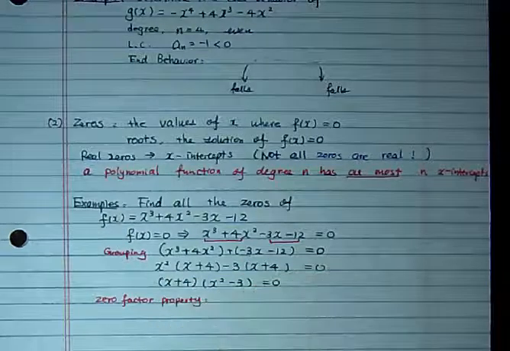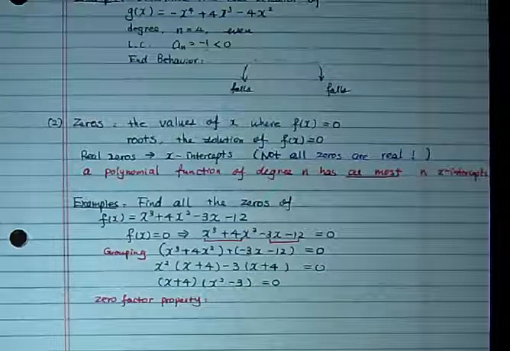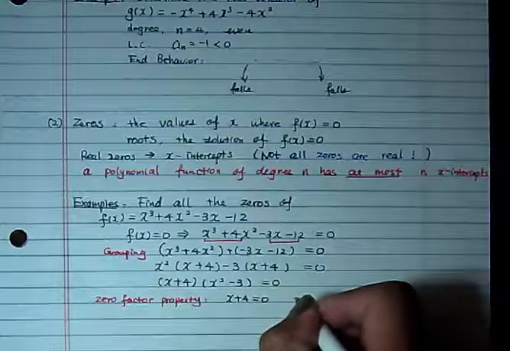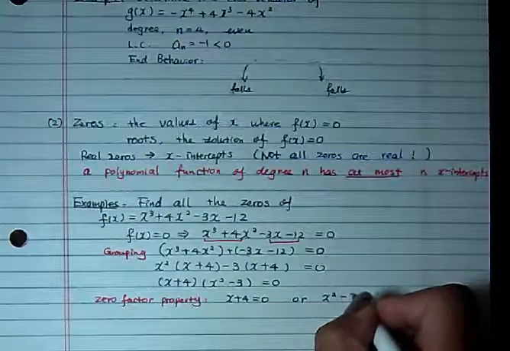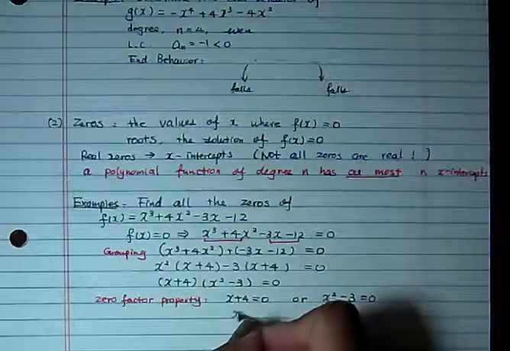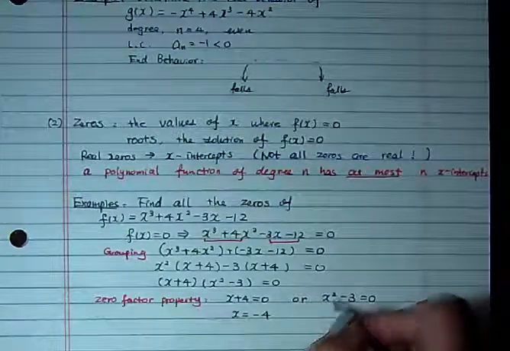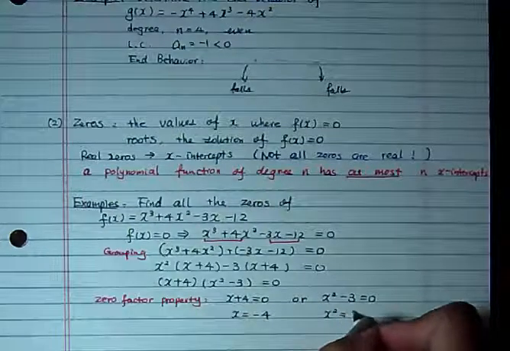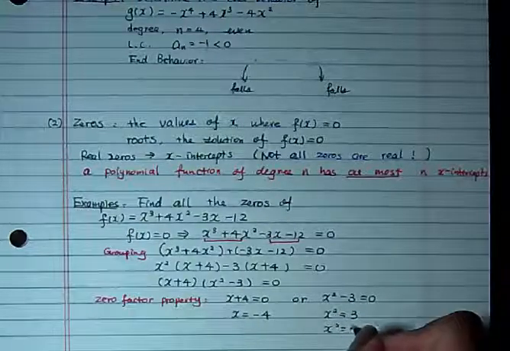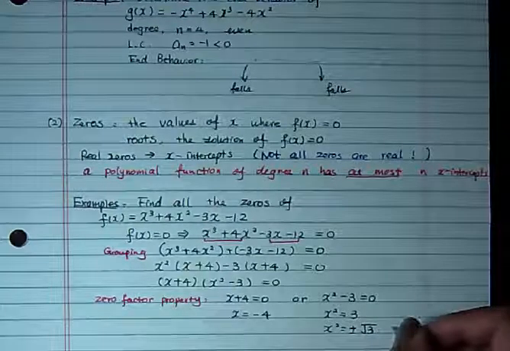If we have a product equal to 0, that means one of the factors must be 0. So either x plus 4 equals 0 or x squared minus 3 equals 0. From x plus 4 equals 0, subtract 4 from both sides, you have x equal to negative 4. For this one, you add 3 to both sides, so x squared equals 3. So x will be plus or minus square root 3. That's applying the square root principle.